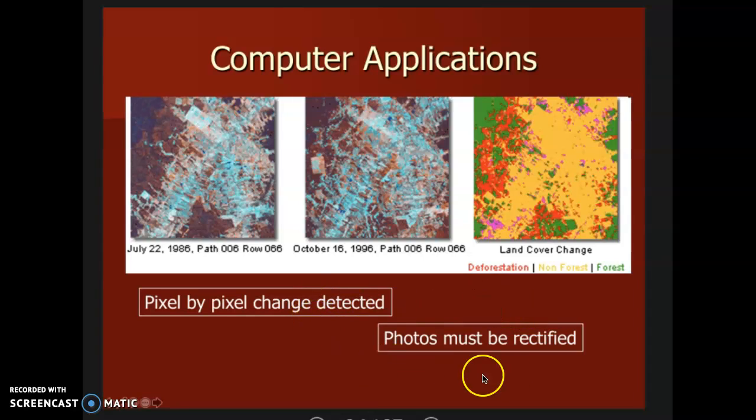And just as a side note, when you do these change detection studies in a computer application like ERDAS Imagine, your photos must all be rectified. All the distortion must be eliminated. We talked about that early on in the semester.